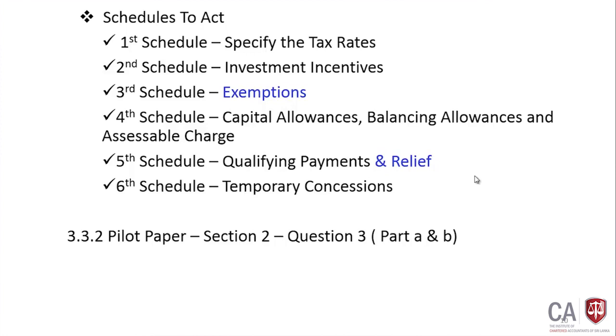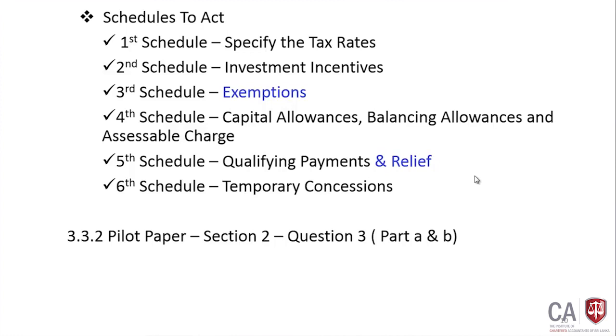First schedule specifies the tax rates, very important. Second schedule is investment incentives, directly linked to tax planning and advising. Third schedule is exemptions, again directly linked to tax planning and advising, as well as to your company taxation question. And fourth schedule is capital allowances, balancing allowance, and the assessable charge. Without capital allowance, balancing allowance, and assessable charge, you don't have a company taxation question. It is one of the main adjustments in your paper.